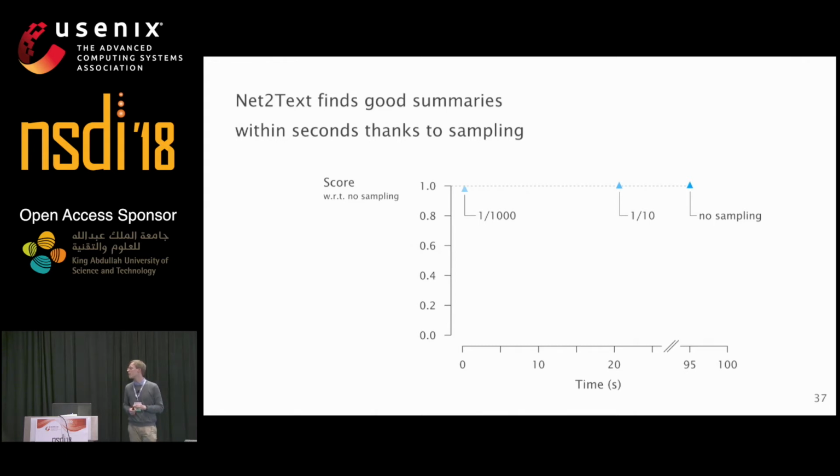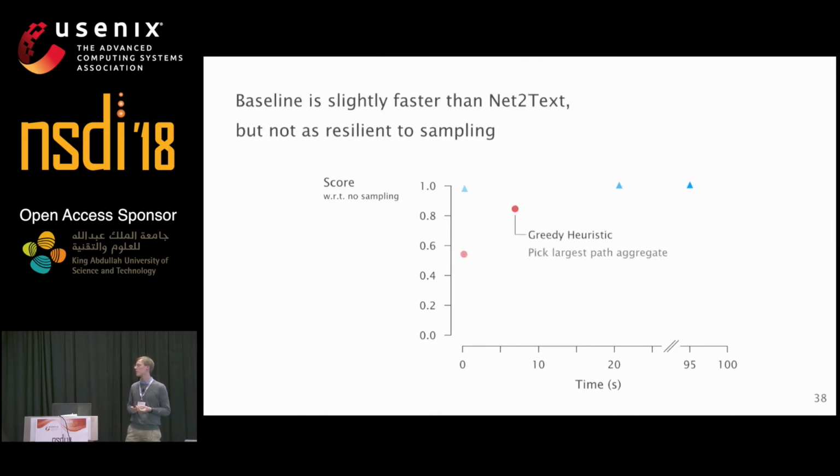Now, this doesn't tell you very much without any comparison. So we also implemented a greedy heuristic to compare Net2Text to. This greedy heuristic iterates through all the data once, and then picks the largest data aggregate and forms a summary which is of the same form as Net2Text would produce. And we see the greedy heuristic is fast. However, it does not produce summaries with similar scores as Net2Text. And sampling has a high impact on the score of the summary. However, Net2Text is also not resilient to any sampling rate.